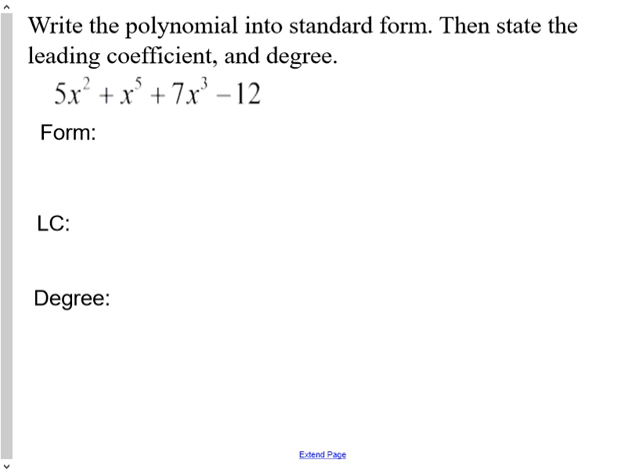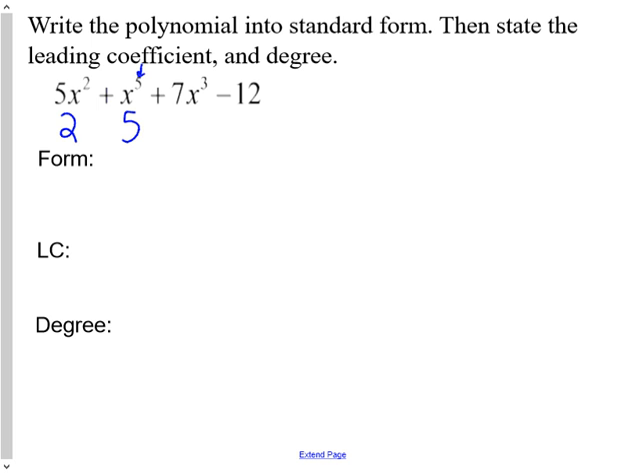So what you want to do is below these terms, write the degree of each term, and whichever one has the highest degree is going to be listed first. So for example, 5x squared, degree 2. X to the 5th, degree 5, right? It's the exponent. X to the 3, degree 3, 7x. And minus 12, degree 0. And then you're just going to go through and see what's the highest number, right?